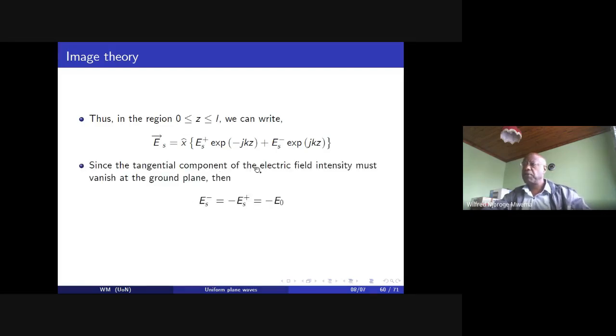Now, because the tangential component of the electric field intensity must vanish at the ground plane, then when we replace z by z equal to 0 at the ground plane, we must have that Es minus, the amplitude of the backward moving wave, must be equal to the negative of the amplitude of the forward moving wave component. Or in other words, we can just drop the plus and put it as a minus E naught, where E naught is a general amplitude of the electric field intensity in this region.